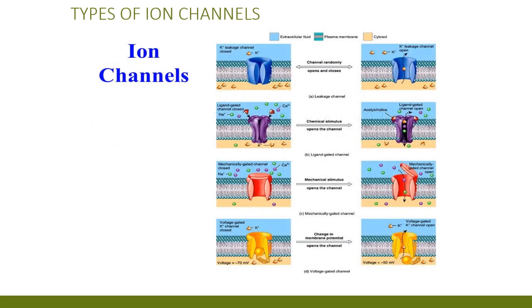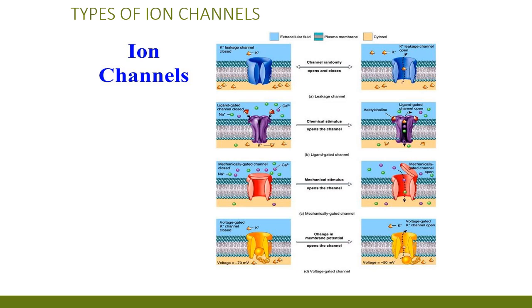So we have different types of ion channels. Okay, so ion channels can be leakage. That's the first one you see there. And it randomly opens and allows things to pass through. Or they can be ligand gated, meaning a chemical, like a neurotransmitter or a hormone, fits into a receptor associated with the ion channel, and then the gate opens and allows a flow of specific ions through there. Some are specific for like sodium or potassium or calcium.